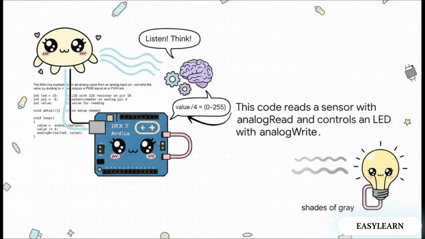And right here, you can see the whole conversation happening. First, the code listens to a sensor using analogRead. It gets that number from 0 to 1023. Then, it thinks for a split second, doing a tiny bit of math to scale that big number down to the 0 to 255 range that analogWrite can understand. And finally, it speaks, using analogWrite to set the LED's brightness. It's this perfect little loop. Listen, think, and then act.